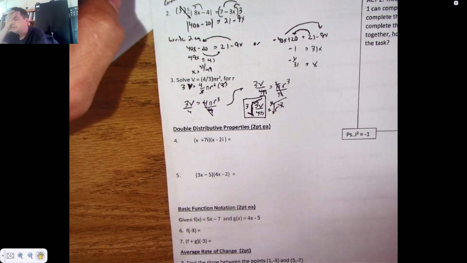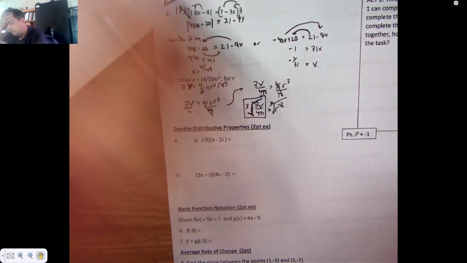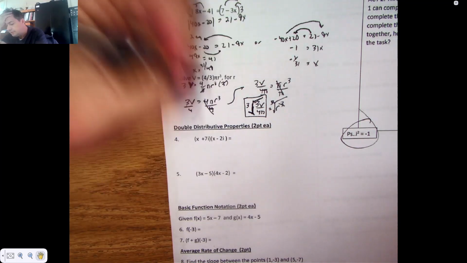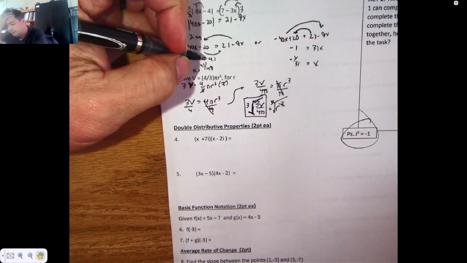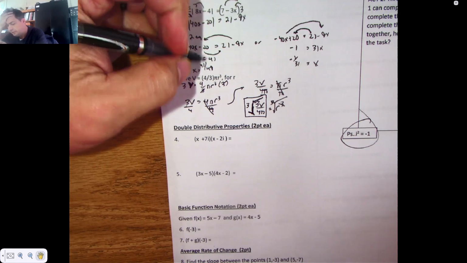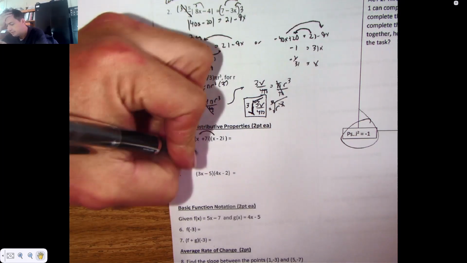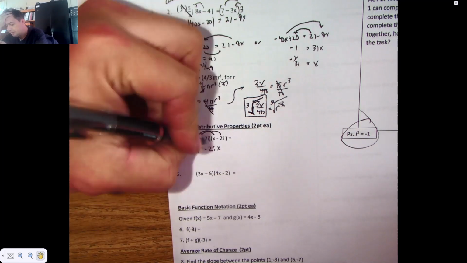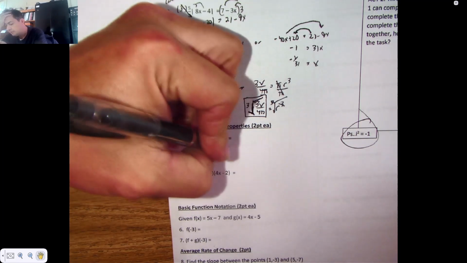Number 4 was a disaster on your little quiz. I even had this little hint over here, and it was still a disaster. I mean, some kids just like, I don't know, there's an i. I'm going to do first and last. That's what you did. x times x is x squared. x times a negative 2i is minus 2ix. 7i times x is plus 7ix.